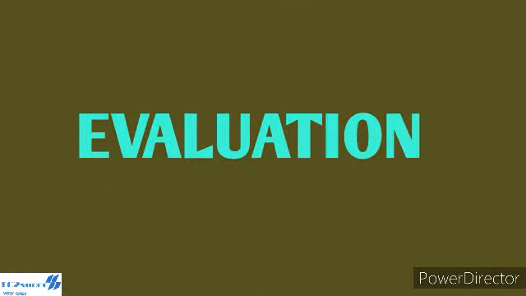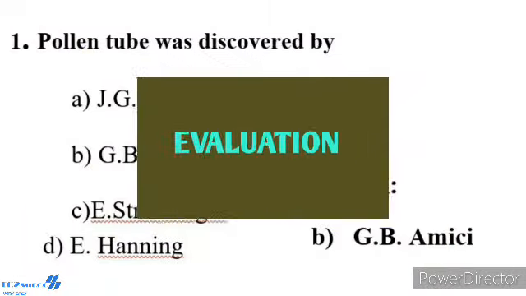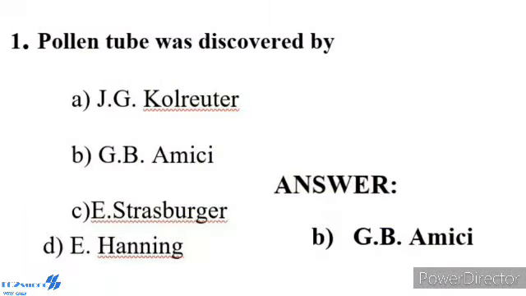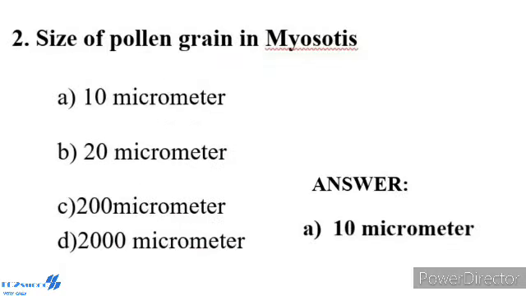This portion can be evaluated. Number 1, pollen tube was discovered by option A. J.G. Kolreuter, B. G.B. Amici, C. E. Strasburger, D. E. Canning. So the answer is B, G.B. Amici. Second question, size of the pollen grain in Myosotis. A. 10 micrometer, B. 20 micrometer, C. 200 micrometer, D. 2000 micrometer. So the answer is A, 10 micrometer.